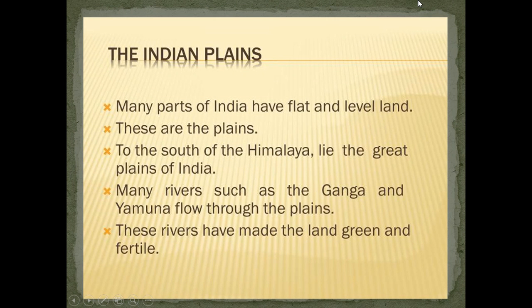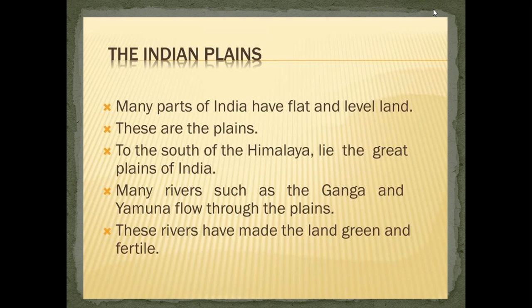The northern plains lie to the south of the Himalayas. They stretch from the west to the east. They cover most of northern and eastern parts of India. Many parts of India have a flat and level land. Only some parts of India have mountain peaks. Flat means a flat surface like a ground. Many parts of India have a flat surface, flat and level land.